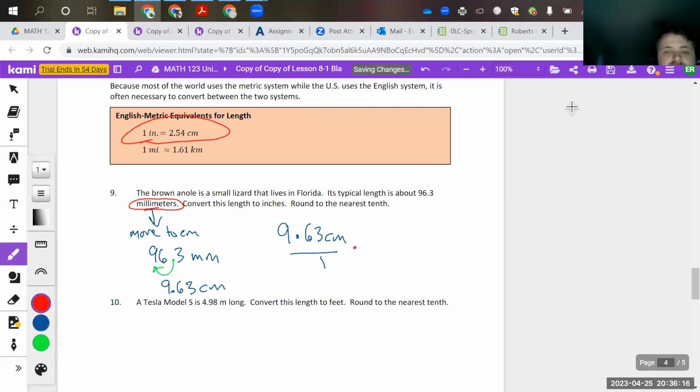From here, I would want to do dimensional analysis. And I'm going to convert that thing to inches. So hopefully you're seeing the fact that we should have the centimeters on the bottom and the inches on top. And the relationship is 1 inch for every 2.54 centimeters. So when I divide those, I end up getting 3.8 inches.